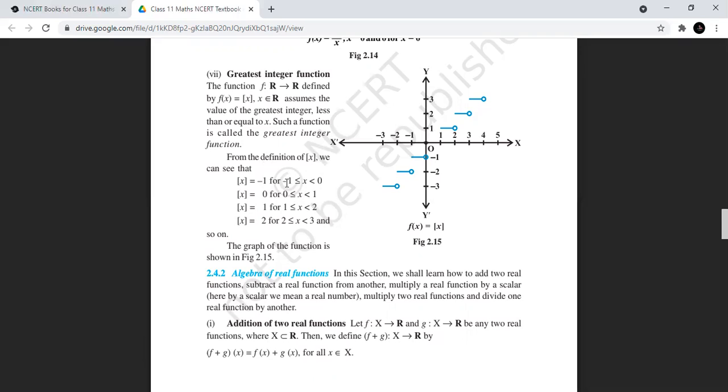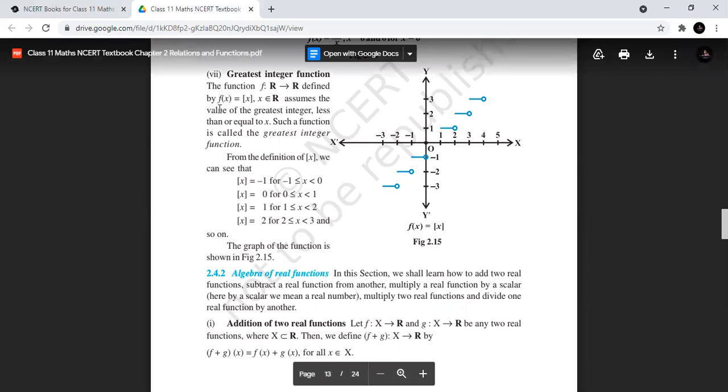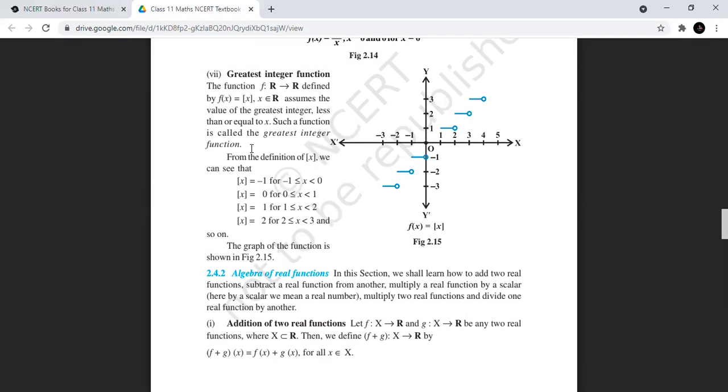Okay, so they are saying whenever a number is from -1 till less than 0, its greatest integer, that's the symbol, children, for greatest integer function. That is how we represent. f(x) is equal to, in rectangular bracket अगर ये x लिखा है तो आप समझ जाओगे we are talking about greatest integer function, और उसमें हमें greatest integer function में integer value लेनी होती है, decimal drop करना होता है.